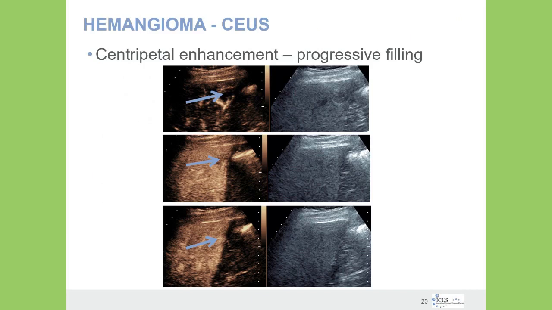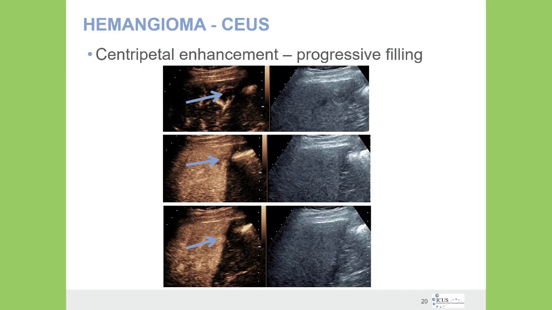Hemangiomas are common liver masses that on CT and MRI will fill from the outside in. We can use what we already know from CT and MRI contrast and translate that to ultrasound. In this image, you can see a series of 3 blue arrows. The top image shows the arterial phase, and notice that the center of the lesion is not enhanced.